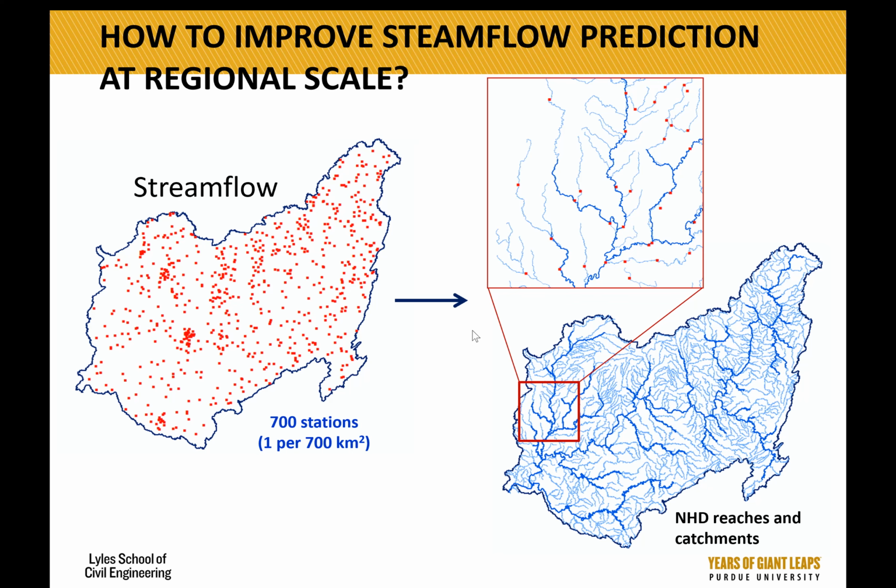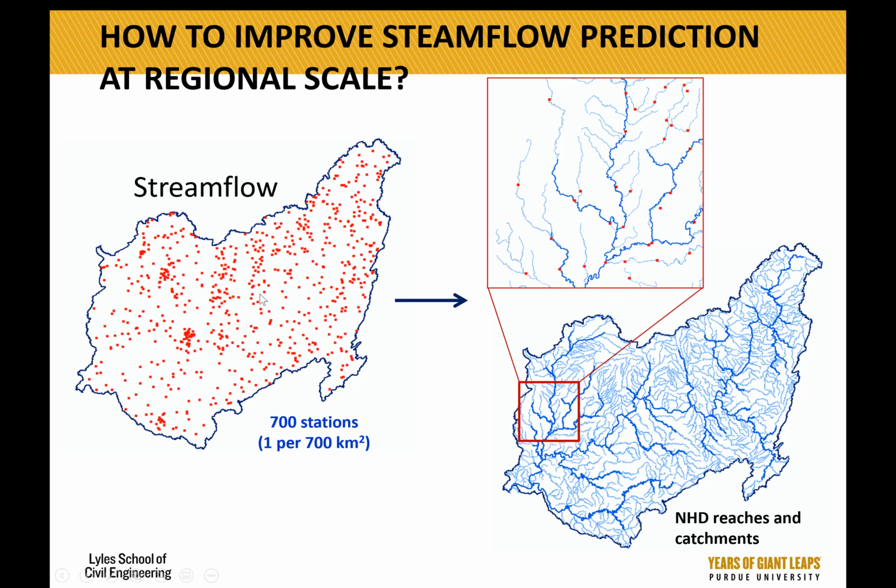In this study, what we tried to do is how can we use data and computational tools to improve our streamflow prediction at regional scale. So there are a lot of ongoing efforts to create flood information at finer scale. So what you see on this slide are stream gauges within the Ohio River Basin.